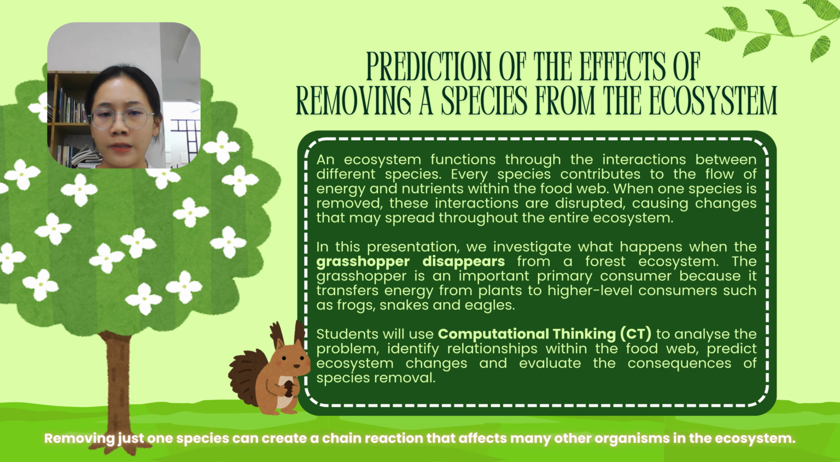Many students think that removing one small organism will not have much effect. However, through these activities, the students discover that removing just one species can create a chain reaction throughout the ecosystem. When the grasshopper disappears, the grass population increases because fewer grasshoppers are eating it.